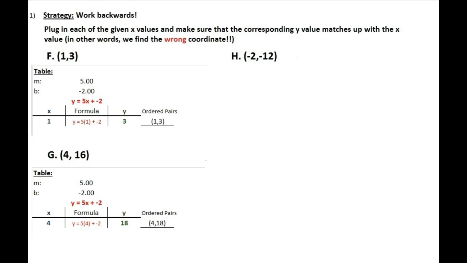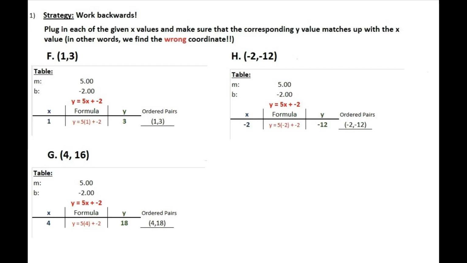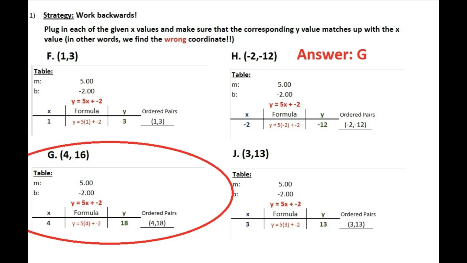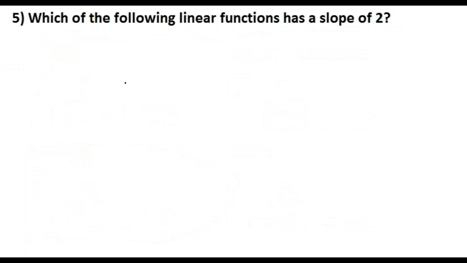Now, if I plug in -2, I should get -12 from this equation. So 5 times -2 is -10, plus -2 is -12. H is correct. And J should also be right, so let's prove it. 5 times 3 is 15. 15 minus 2 is 13, so 3, 13 is also correct. Again, we have come back. G is the only answer that doesn't fit, so G is the right response for this question. All right, going on to number 5.